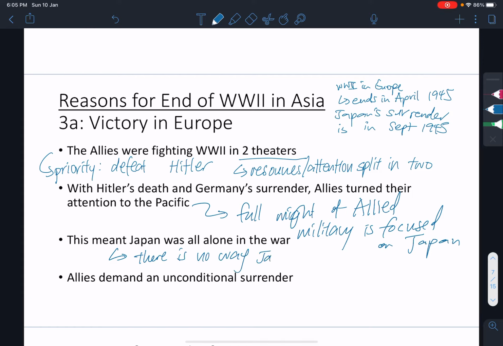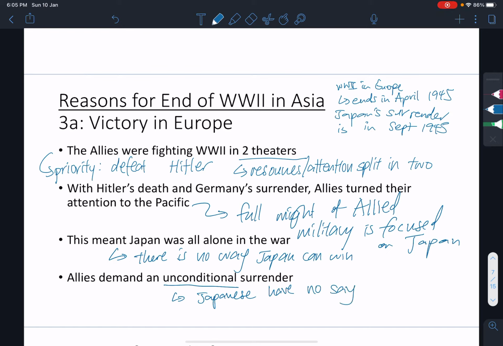How can a single country hold up against what is essentially the rest of the world, especially a country as small as Japan with a population more than 10 times smaller than the USA alone? And so knowing this, the Allies demand an unconditional surrender. Unconditional means the Japanese have no choice, no say.